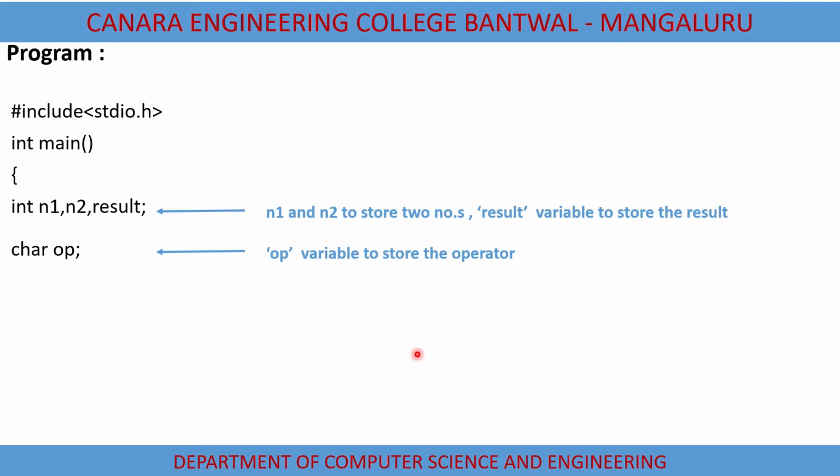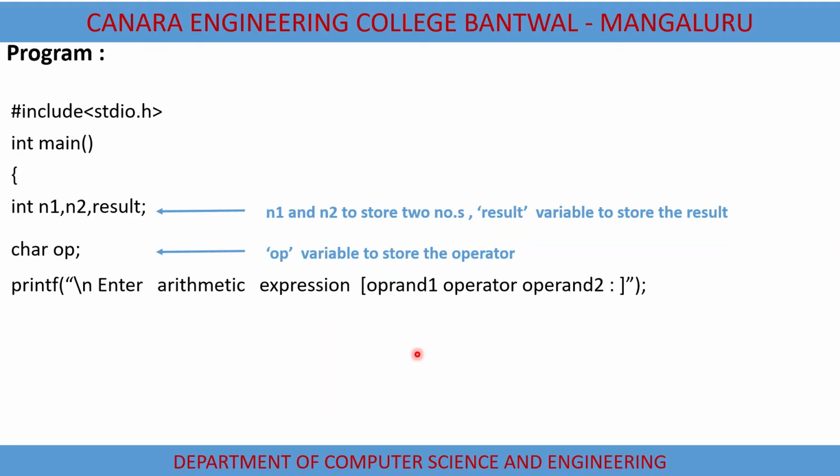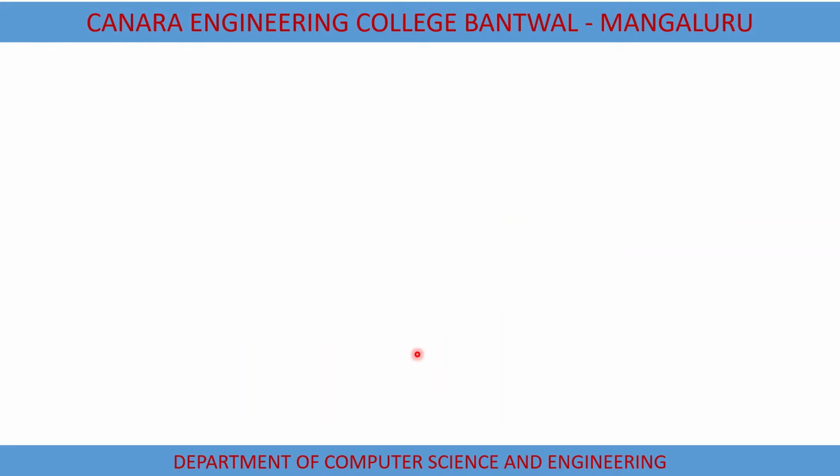Now we'll first read the input, as we need the expression. So we'll enter the arithmetic expression. As the format is given, first we want an operand followed by an operator, then followed by an operand. scanf %d followed by %c and %d. So we are going to read first n1, followed by the operator, and followed by the second number. After reading, we are going to implement a switch statement. We are going to pass the operator as the key value in the switch.